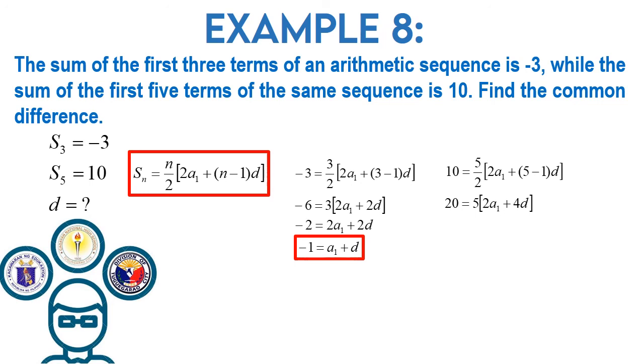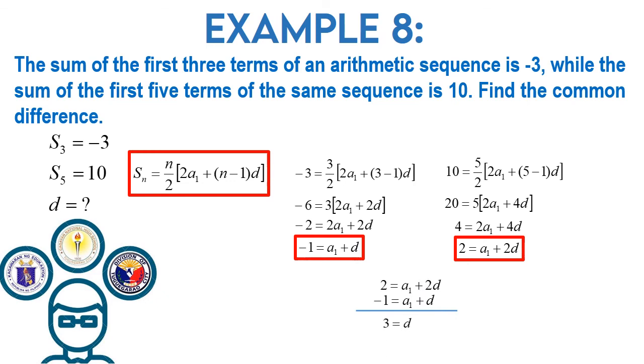Dividing both sides by 5 will reduce the equation to 4 is equal to 2a sub 1 plus 4d. Dividing all the terms by 2 will further simplify the equation to 2 equals a sub 1 plus 2d. We let this be the second equation. Subtracting now equation 1 from equation 2, we get 3 as the value of the common difference.